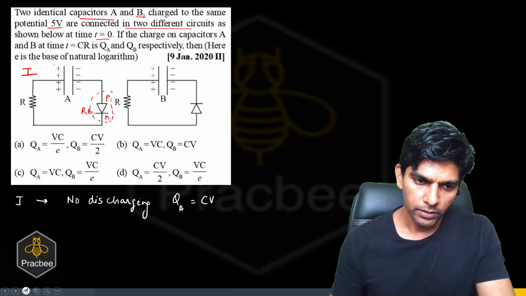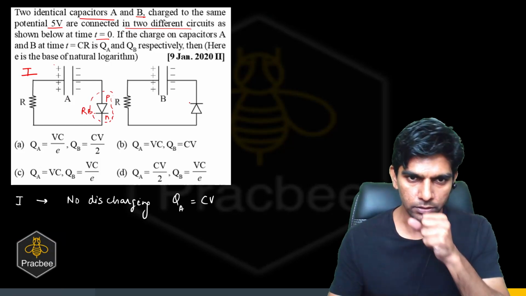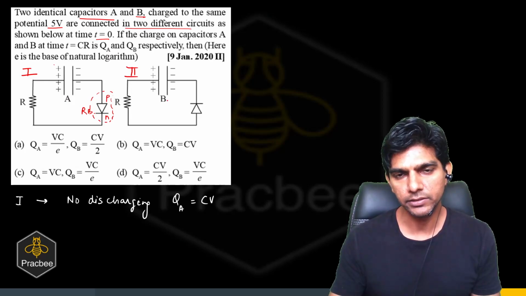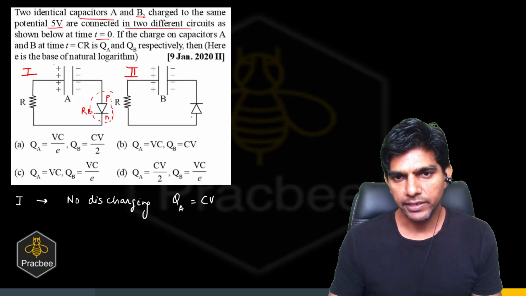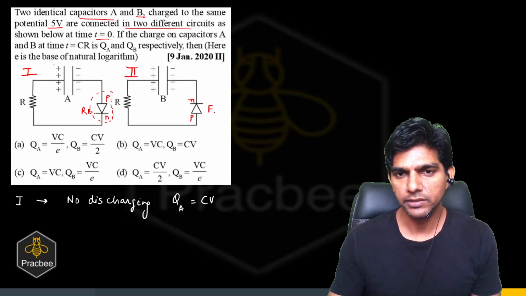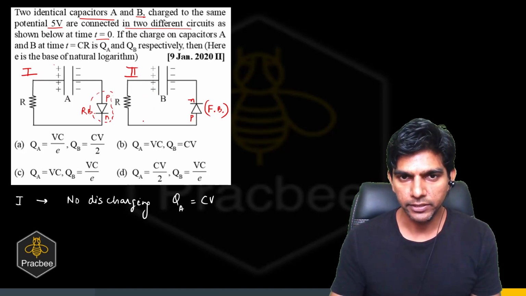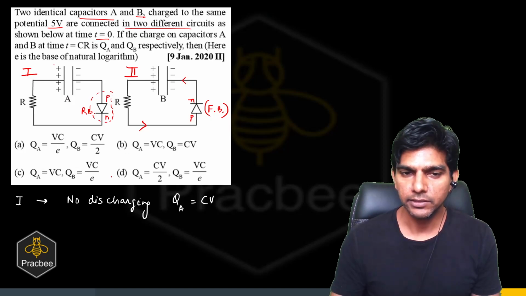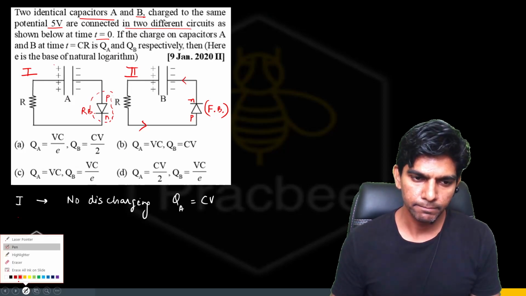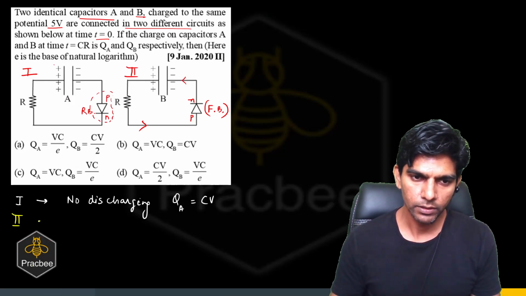So in the first case, QA is CV, where C is the capacitance and V is the potential difference across the capacitor. Now in the second case, the positive plate is connected with the P side and the negative plate is connected to the N side. So we can say this diode is forward biased. If it is forward biased, there will be a current. And now we have an RC discharging circuit. So in the second case, it acts like an RC discharging.